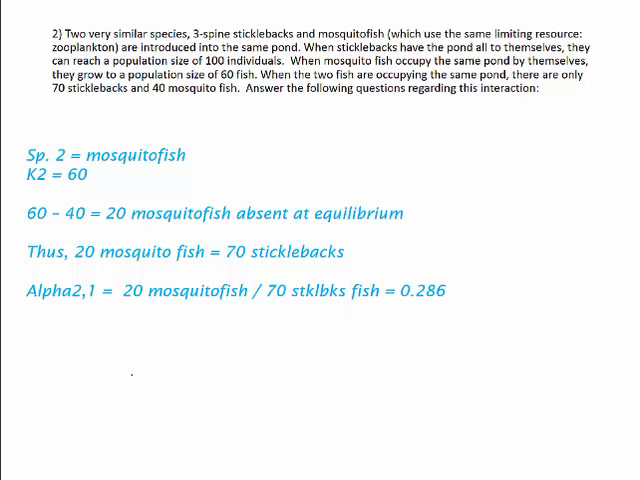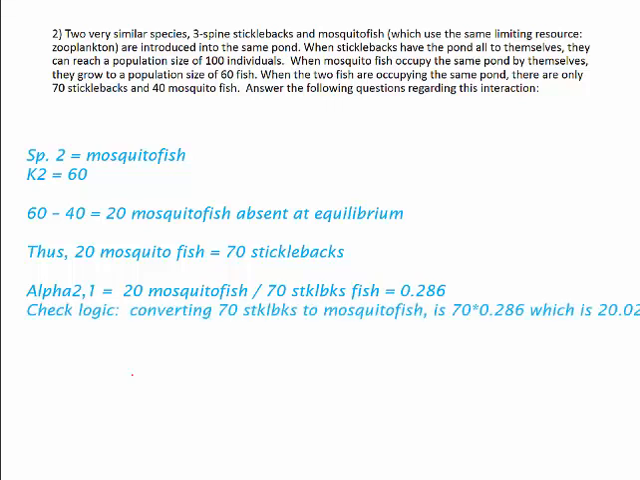Okay, I cleaned up our workspace a little bit here so that we can now compute and check our logic, which is that converting 70 sticklebacks back to mosquito fish actually worked out nicely. So when we multiply 70 stickleback by our ratio of 0.286, our alpha 2-1, we get 20.02, which is darn close to the 20 mosquito fish that those 70 sticklebacks were predicted to be using up the resources of. So these numbers match up, so it's just a way of checking our math, and we are good to go forward.